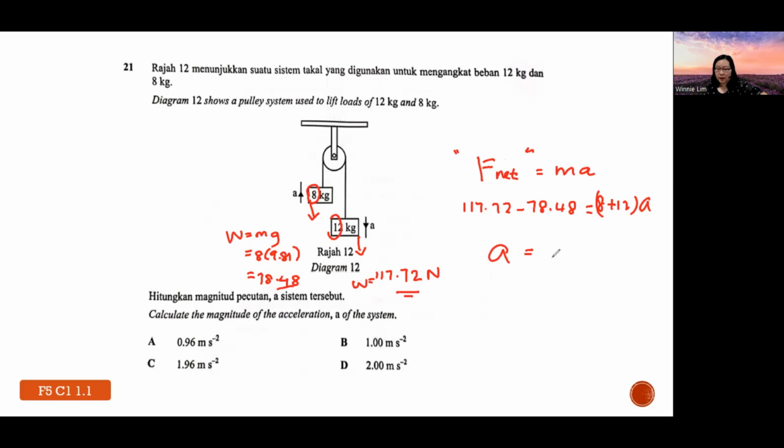Then you calculate a equals 117.72 minus 78.48. You're supposed to get 39.24, and then you divide by 20. Then you're supposed to get the answer as C, 1.96 meters per second squared.